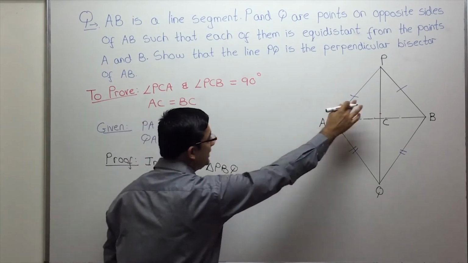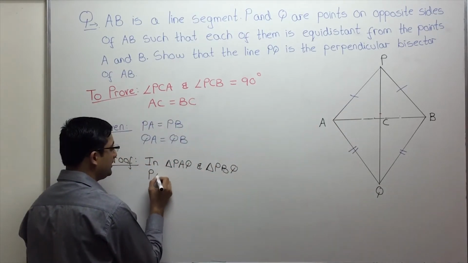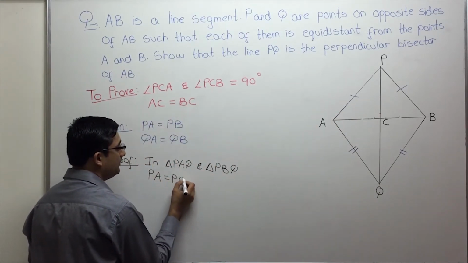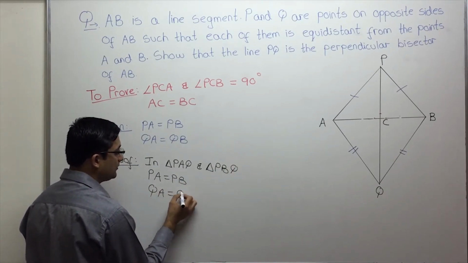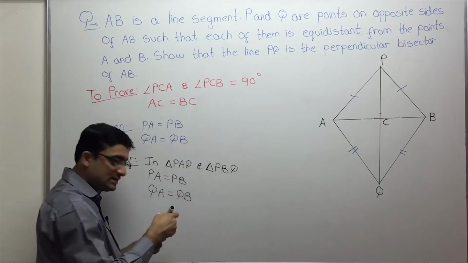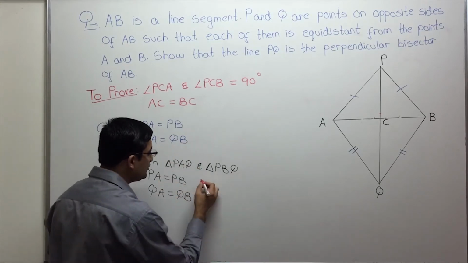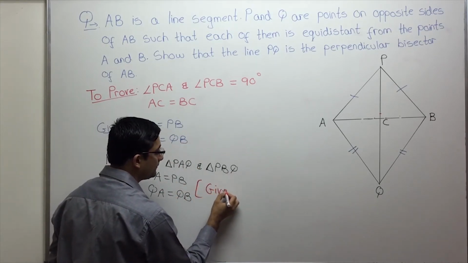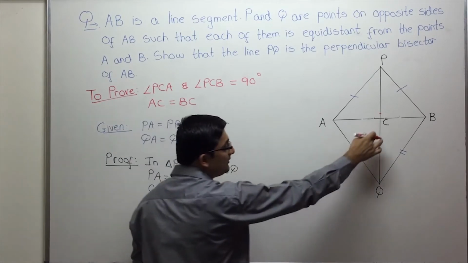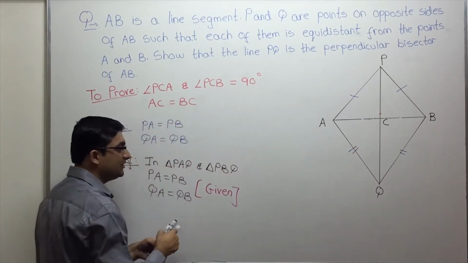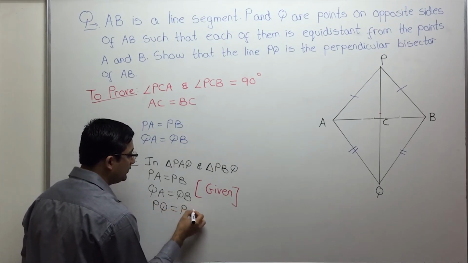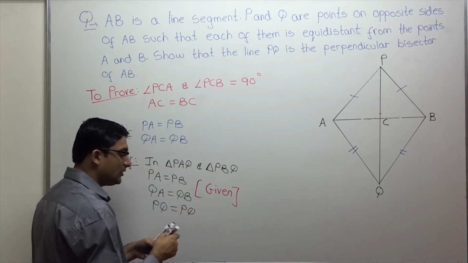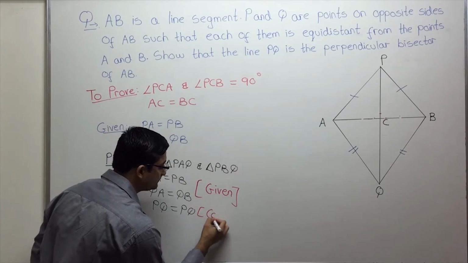What do we have? PA is equal to PB. So right over here, PA is equal to PB. Next, QA is equal to QB. What is the reason behind this? This is given to us. So do mention over here, given. Next, which side is left? PQ. PQ is the common side. So you can write over here, PQ is equal to PQ. What is the reason? Common side.